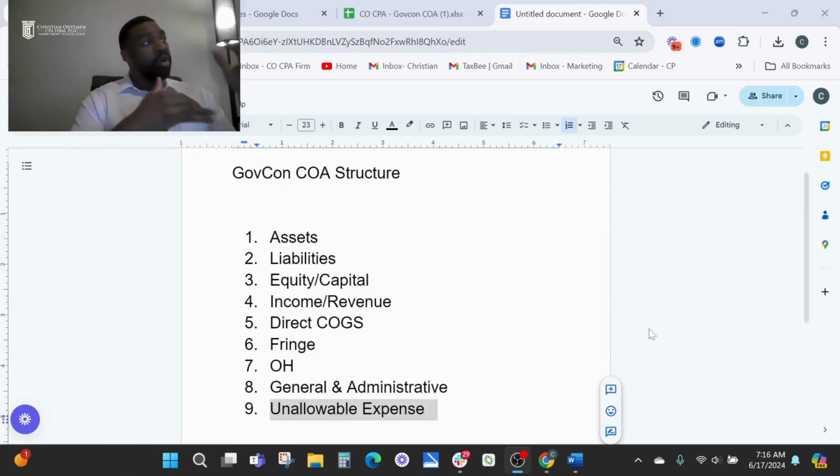This is going to be the heart of your accounting. We call these general ledger accounts that make up a chart of accounts. It's a list of accounts that basically make up your financial statements, right? So that's what we're going to go over. First, I want to show you the structure.